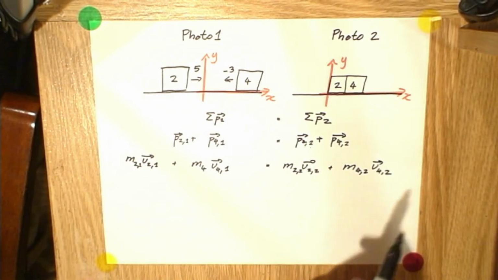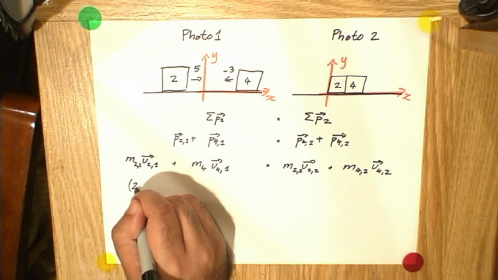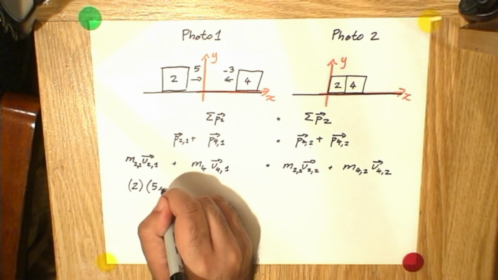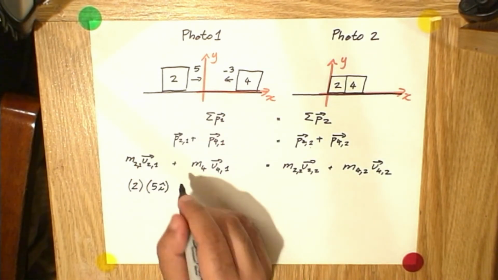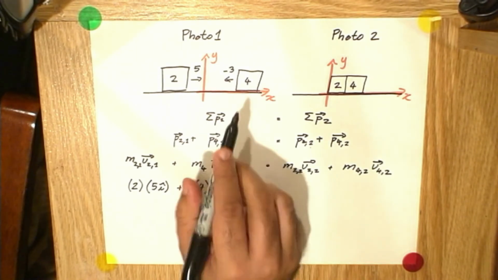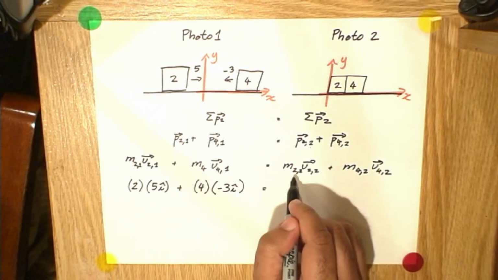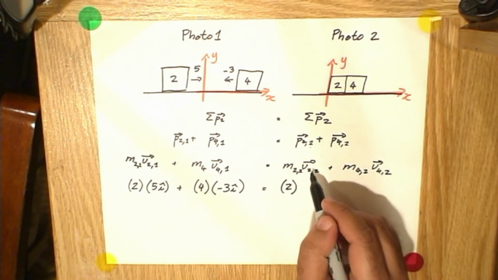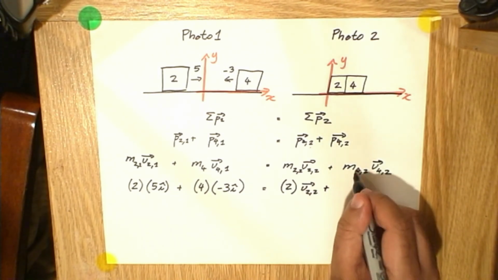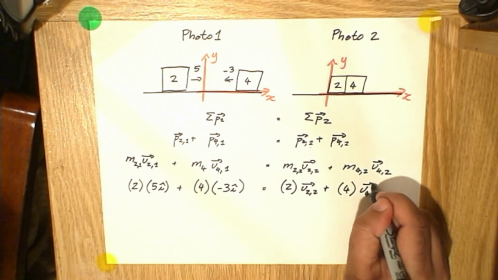Now, let's plug in all of the information that we know. The mass of the 2 kilogram is, of course, 2, and that does not change anywhere in this question. Initial velocity, 5 i hat, because it's moving in the positive x direction, plus the mass of the 4 kilogram, 4, times its initial velocity, that's negative 3 i hat, is all equal to the mass of the 2 kilogram, 2, times the velocity of the 2 kilogram after, we do not know what that is yet, plus the mass of the 4 kilogram, 4, times the velocity of the 4 kilogram, we don't know what that is either.